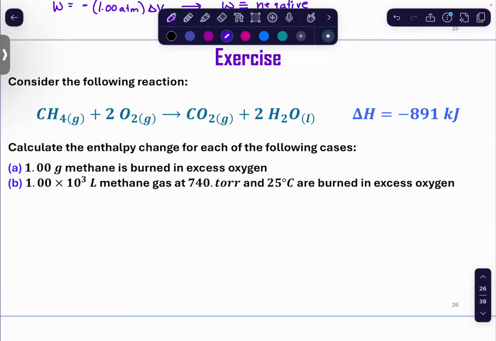Calculate the enthalpy change for each of these following cases. It might seem like we already have that answer, but we don't really. Okay, so 1 gram of methane is burned in excess oxygen. That just means that methane will run out, so we don't have to do a limiting reactant calculation. All the methane will be burned.